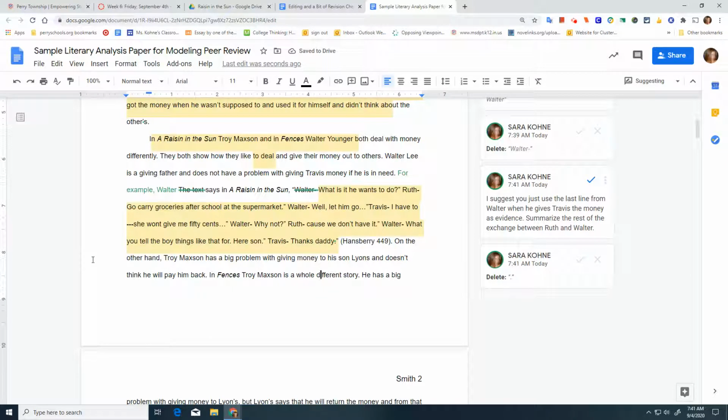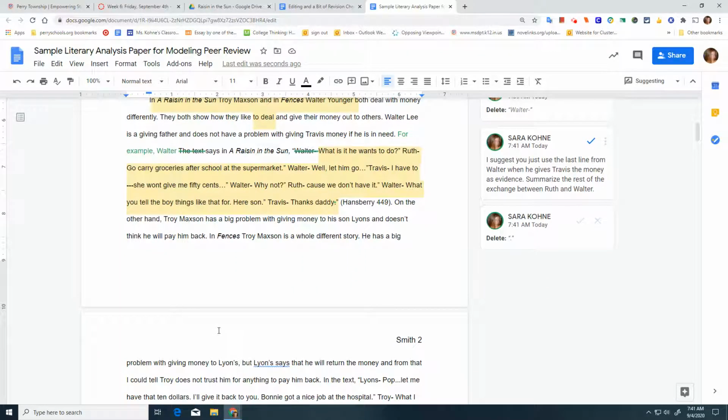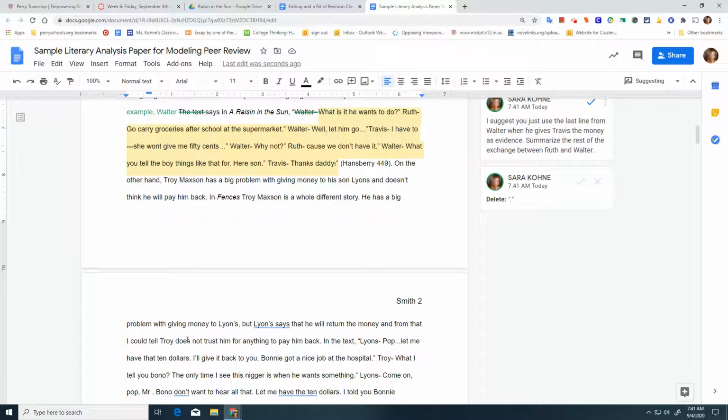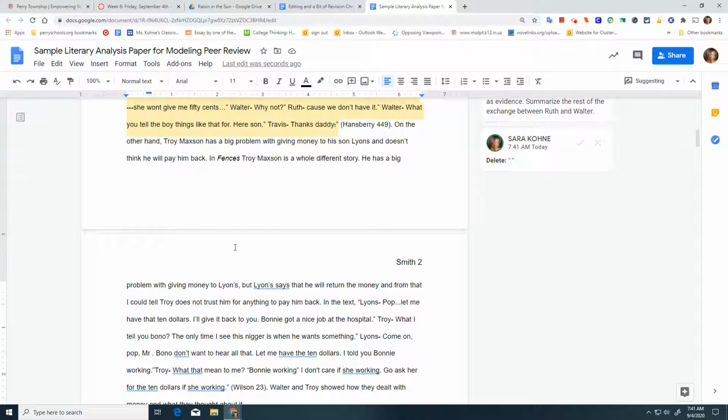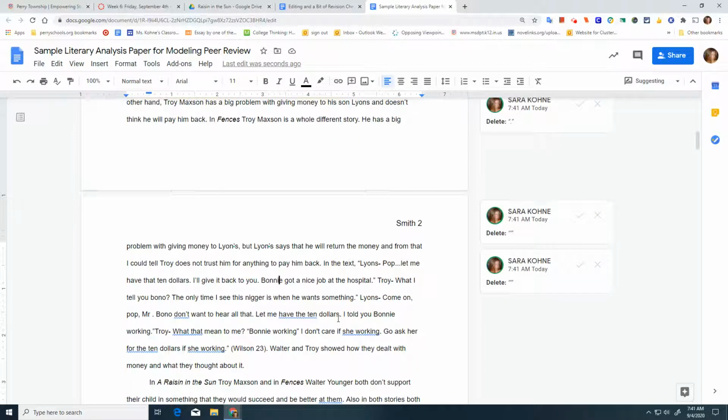On the other hand, Troy Moxon has a big problem with giving money to his son Lyons and doesn't think he will pay him back. In Fences, Troy Moxon is a whole different story. He has a big problem with giving money to Lyons. Lyons is a name, not an apostrophe. Okay, so I would take out the... But Lyons says that he will return the money, and from that I could tell Troy does not trust him for anything to pay him back in the text.